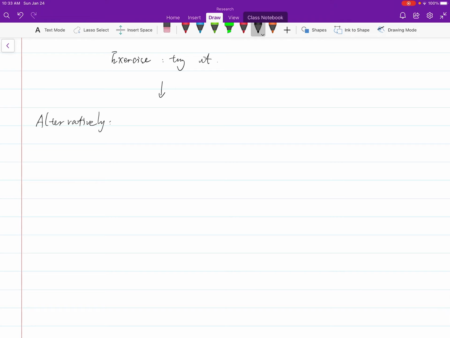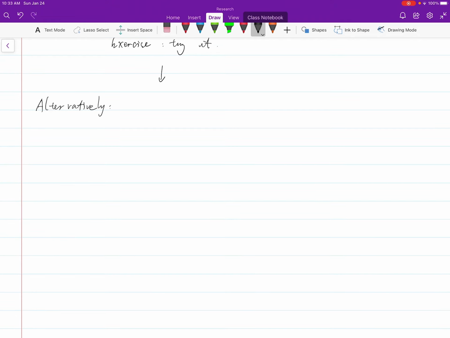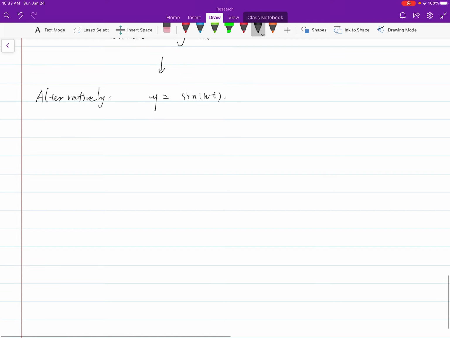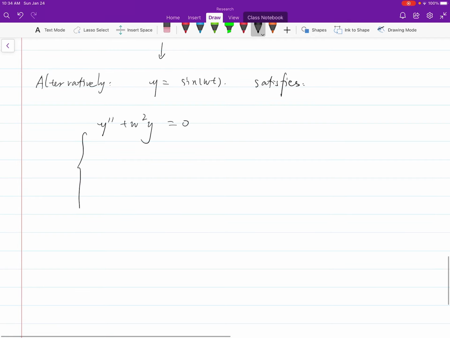Okay. This is what we're going to do. We take y equals sine omega t. Now we do know this one satisfies y prime prime equals zero, of course, but this is not the only thing that satisfies this. However, I can somehow give you some special initial points.